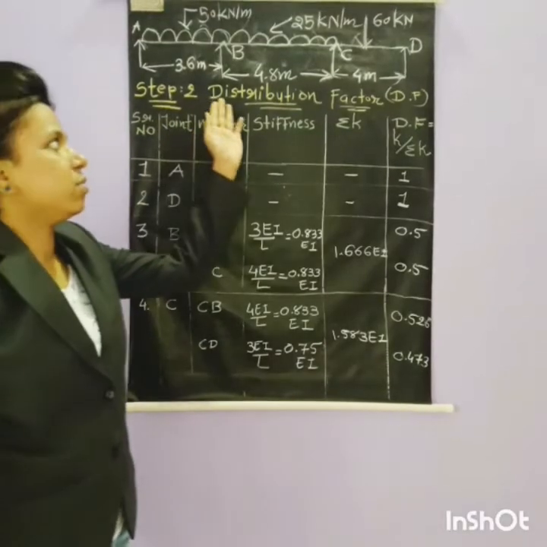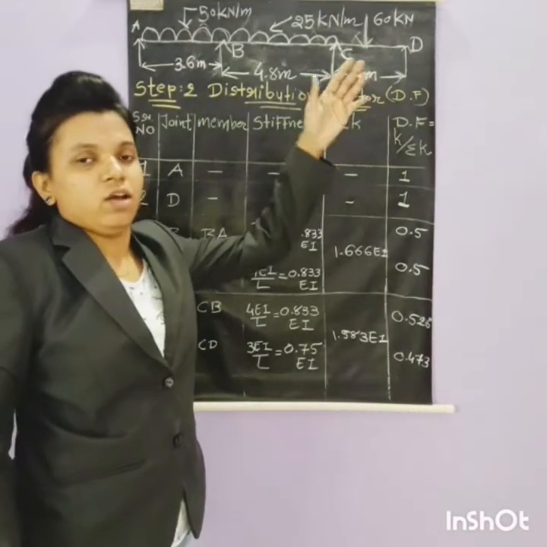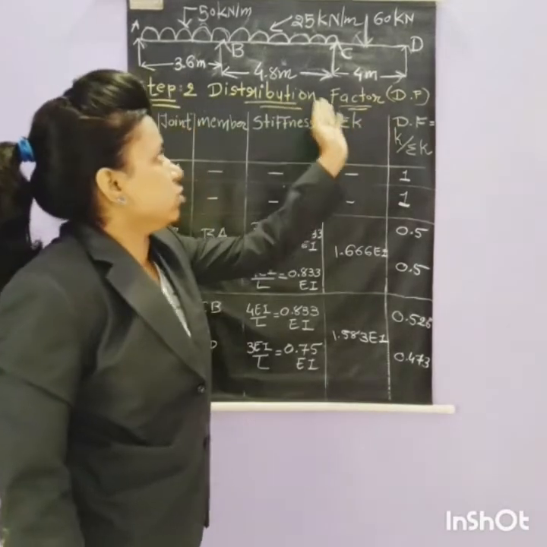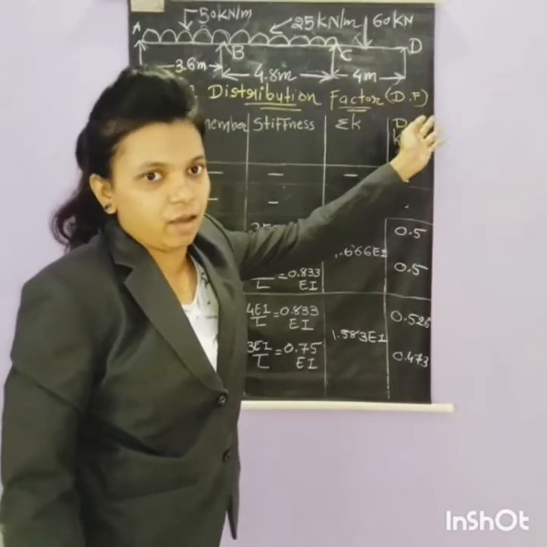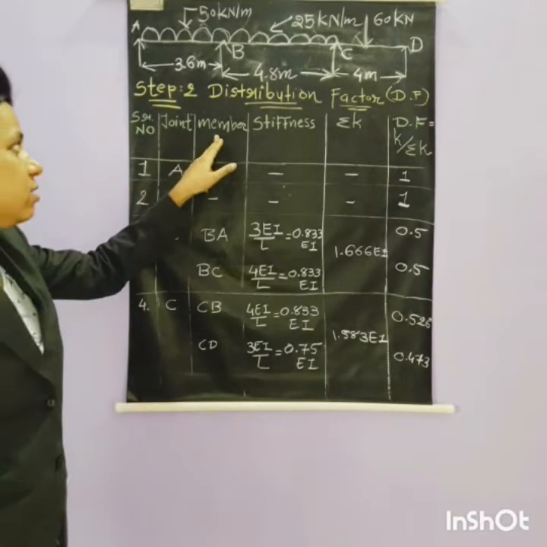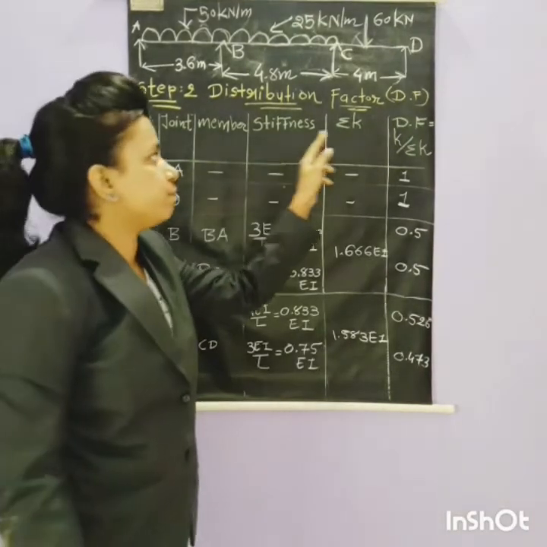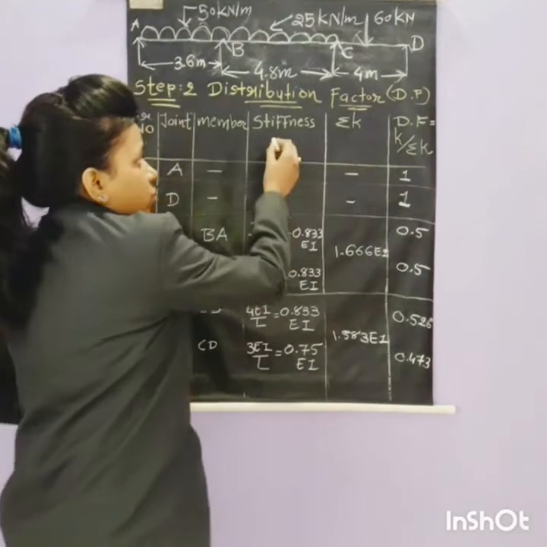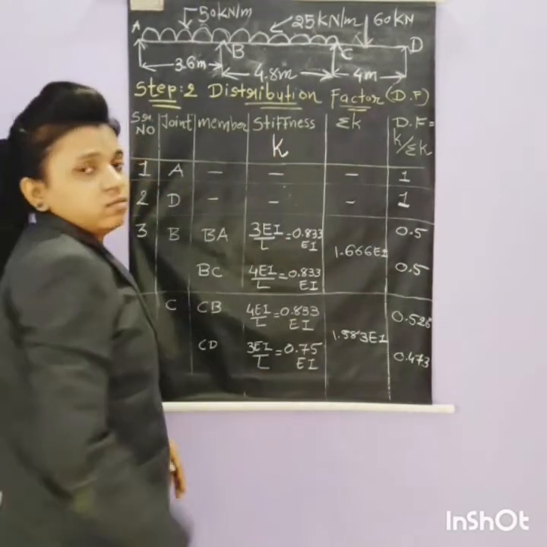Now the second step is distribution factor. We also use the term distribution factor as DF. Now the first column is joint, second is member, third is stiffness, which is denoted by K.